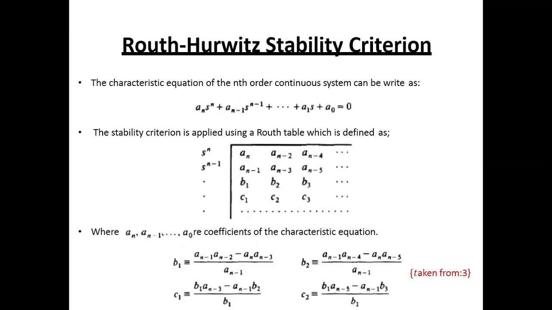So for the stability by the Routh-Hurwitz criteria, after solving the characteristic equation of an nth order continuous system, this is an nth order equation: a_n s^n plus a_(n-1) s^(n-1) plus and so on. The stability criteria is applied using the Routh array, where all the coefficients of s^n, s^(n-1) and so on are taken. Now b1 is a_(n-1) into a_(n-2) minus a_n into a_(n-3), divided by a_(n-1). This is the multiplication pattern. You can see b2, where a_(n-1) is on the denominator side, and c1 and c3 follow this. So this is the basic format of the Routh-Hurwitz stability criteria.